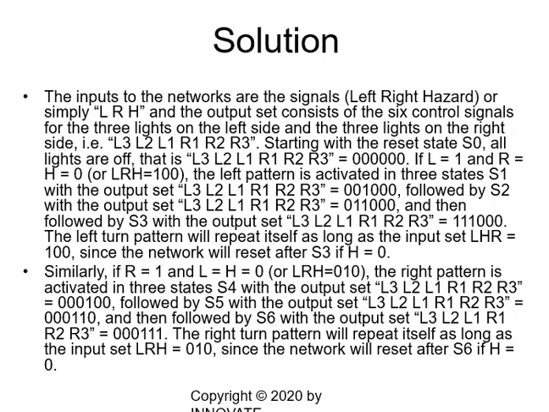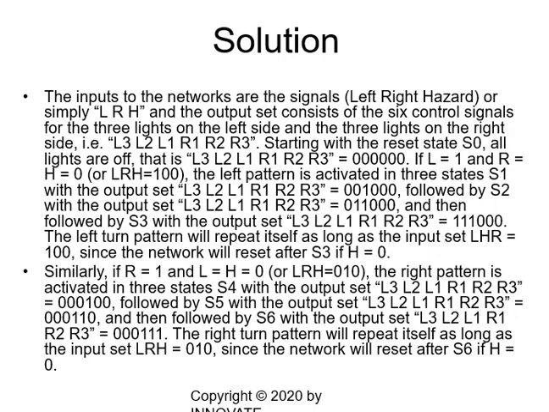If the left turn is requested, or it is 1, the right and the hazard are zeros. In other words, the inputs LRH to the network is 1, 0, 0. The left pattern is activated in 3 states. S1, where left 1 will be on, and the outputs will be 0, 0, 1, 0, 0, 0, followed by S2, as long as the left request is still active.